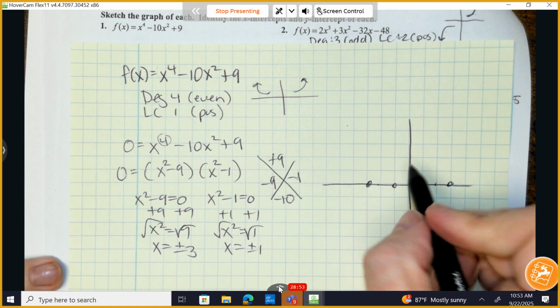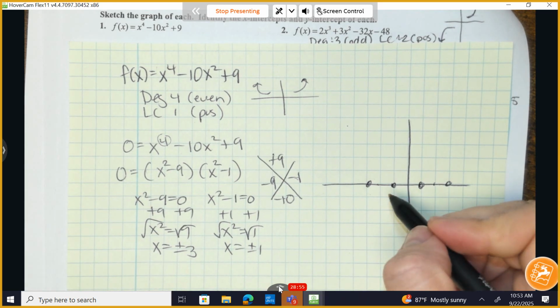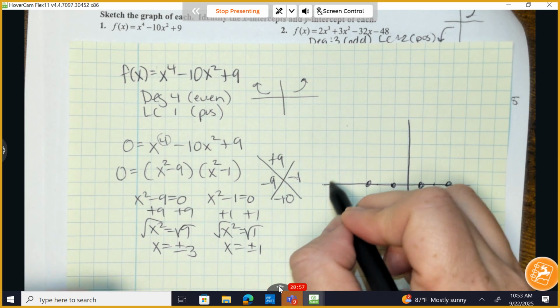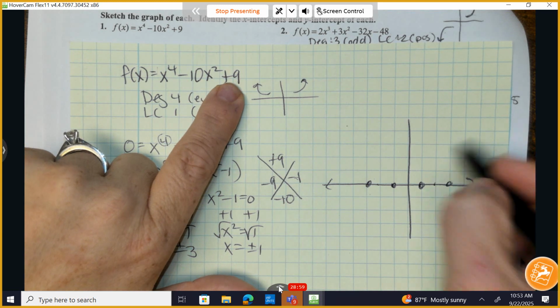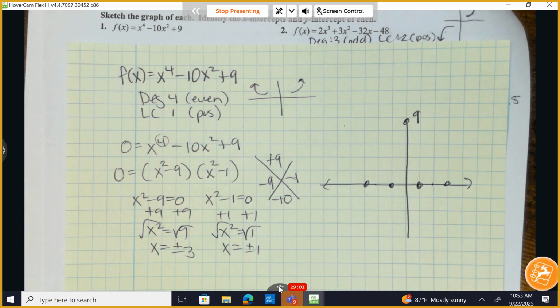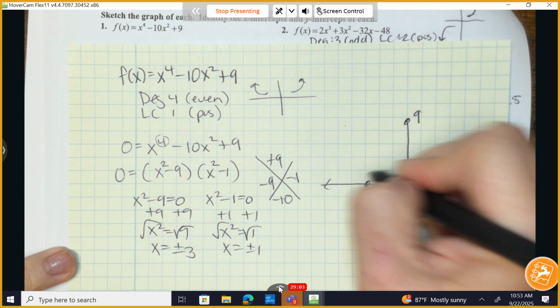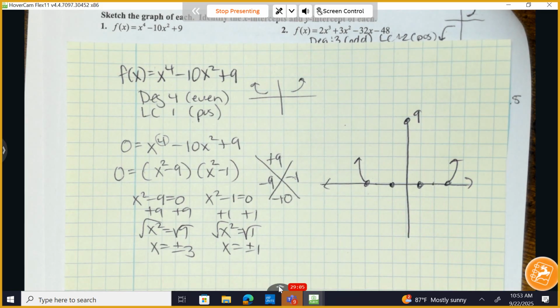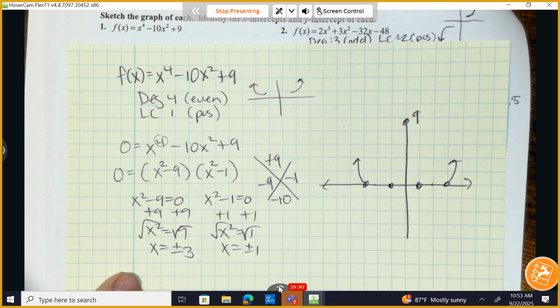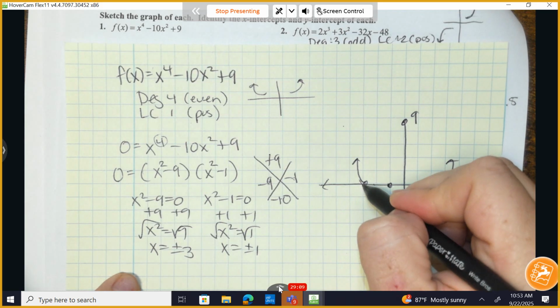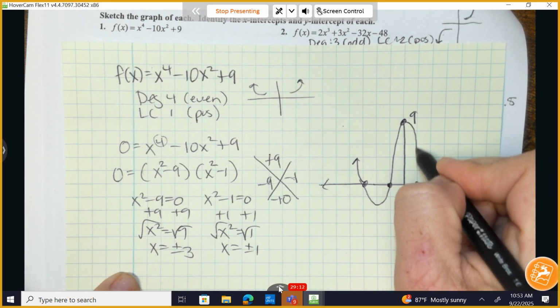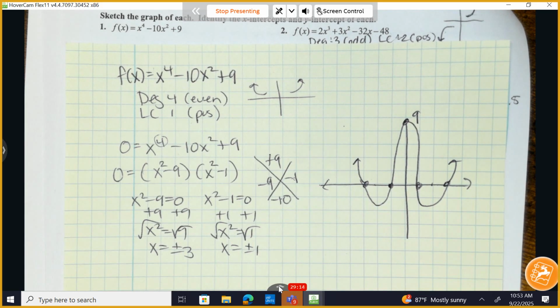I know it. So I have solutions at negative 1, negative 3, positive 1, and positive 3. I also have a y-intercept way up here at 9. My end behavior is up. And now I can see each one of these solutions is only listed once. And so I'm going to go down, back, down, and back.